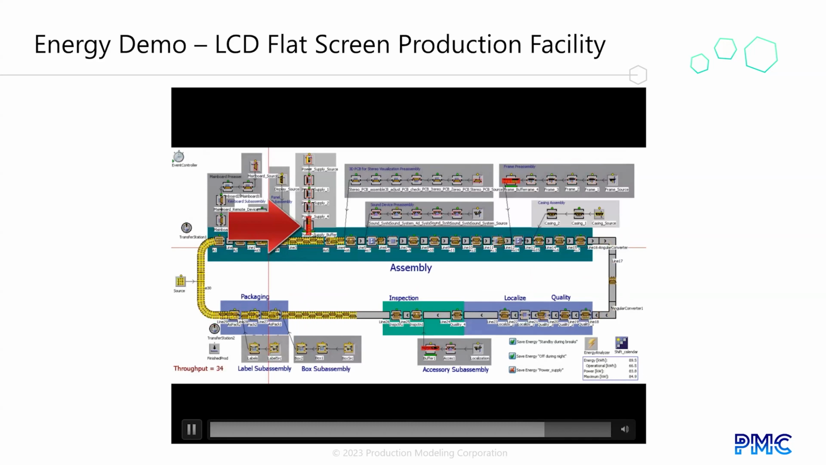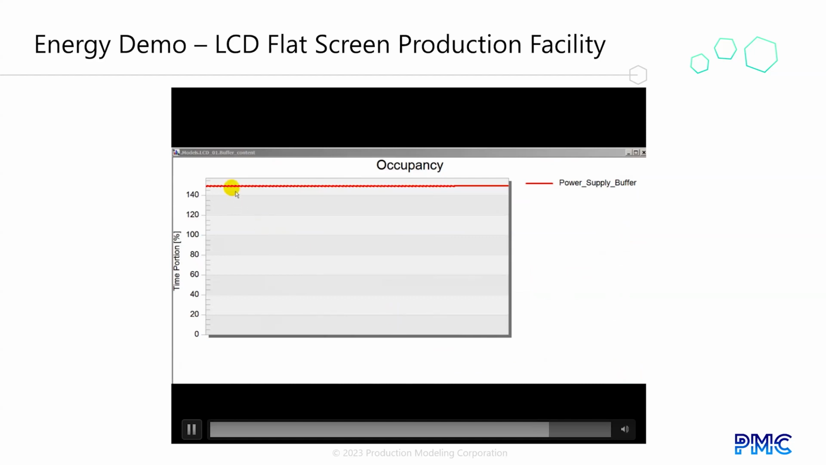While running the simulation, it appears that the power supply buffer is always full. A look at the buffers chart shows that it's almost always full with 150 power supplies. Every time a power supply leaves the buffer for the main line, the power supply line puts in one more unit, hence the near straight but jagged line.